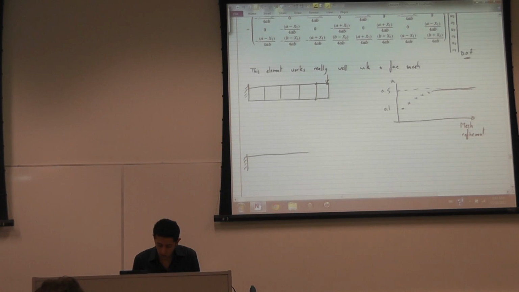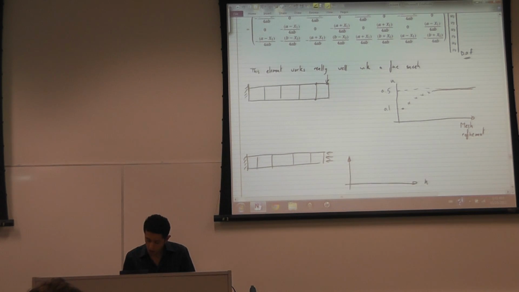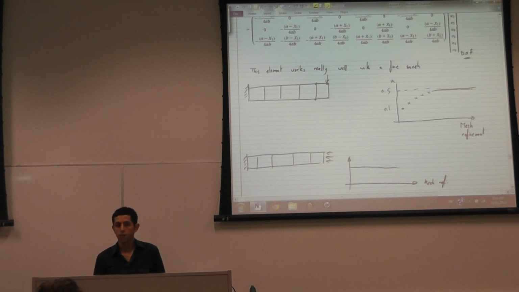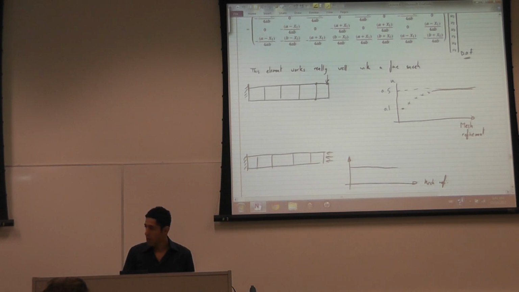If I'm trying to model this type of loading, mesh refinement will not really do anything, because the exact solution will be the first solution I get. Because whatever displacement of this beam is within the capabilities of this element. So one element is enough. Whether this is one element or 100 elements, you really will not achieve better results.